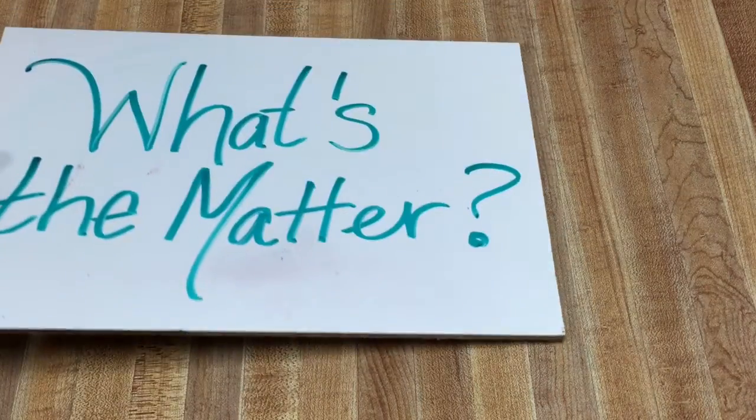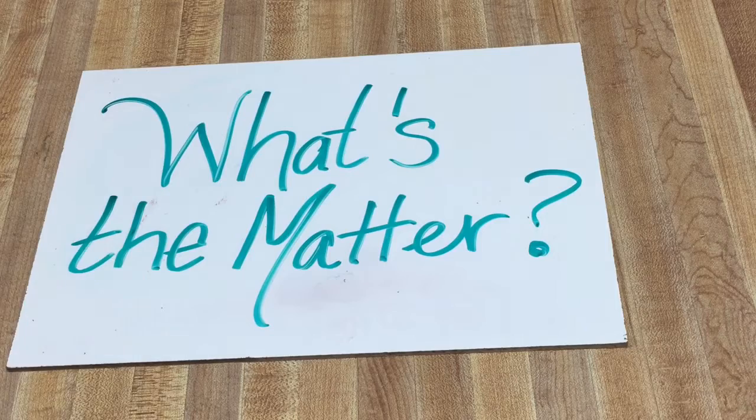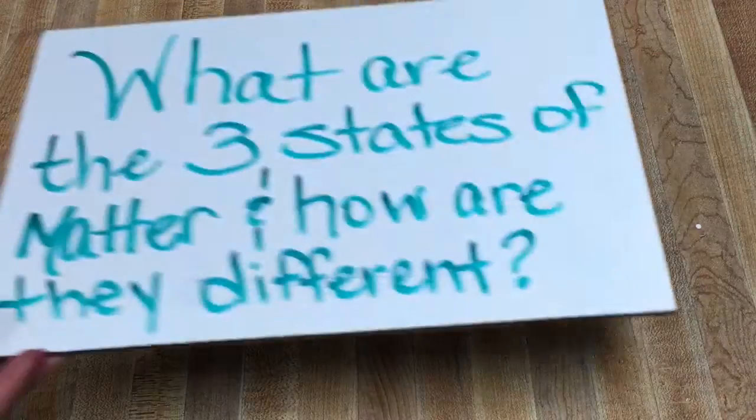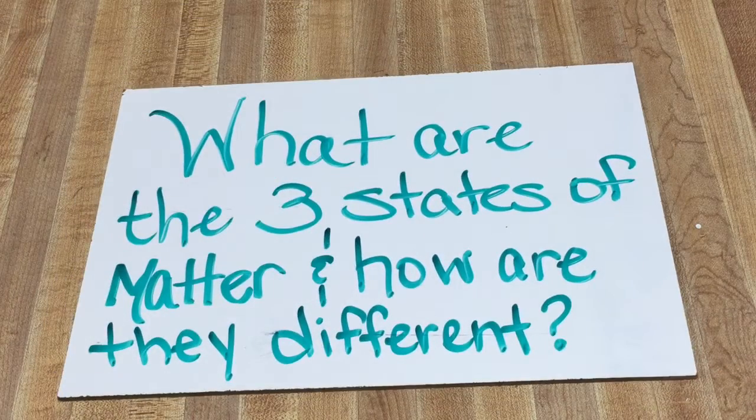Today we're going to begin a new unit, and the unit is on matter and atoms. The name of the unit is What's the Matter? We're going to be looking at the three states of matter and what makes up all things that take up space. Your essential question is, what are the three states of matter and how are they different?